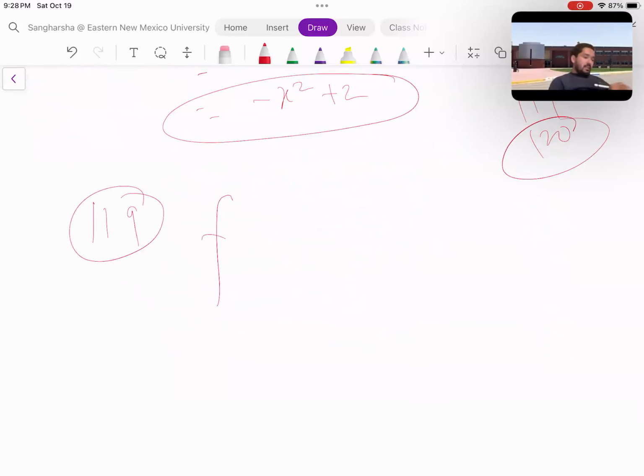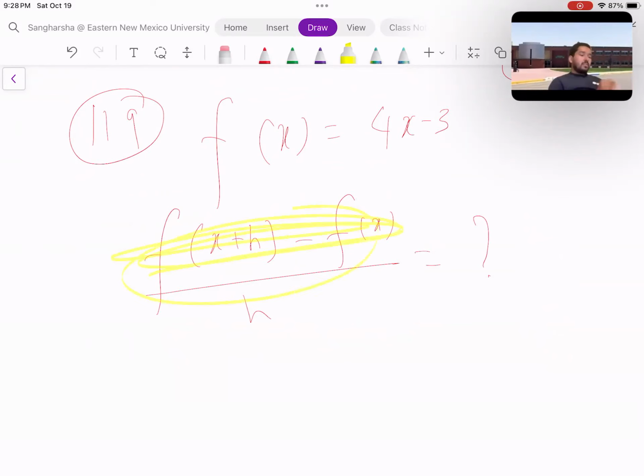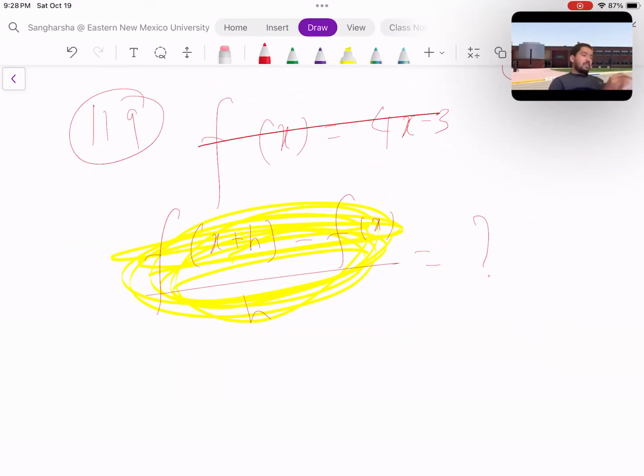So 119, our function f of x is 4x minus 3. So this is the function and you are asked to find the difference quotient. Finding the difference quotient means you are finding f of x plus h minus f of x, divided by h. So you have to find this expression, and you will be given this formula. You are not required to memorize this. Now, f function is given to us, and we are finding the difference quotient.